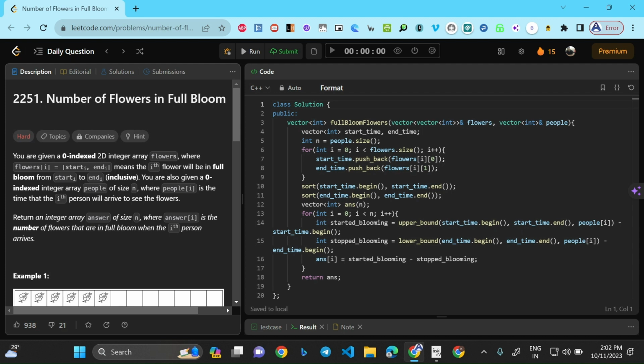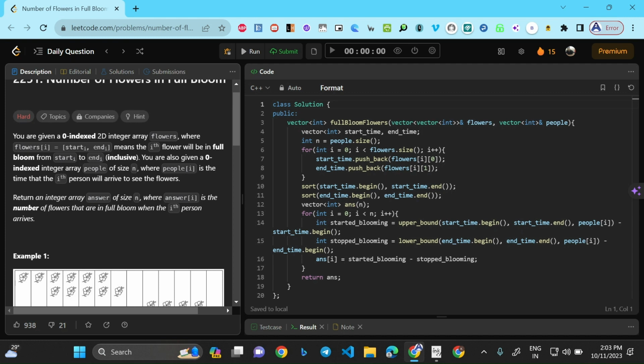So in today's video we'll be solving the problem Number of Flowers in Full Bloom. This is a hard level question and this is the problem of the day on LeetCode. So let us read the question first.